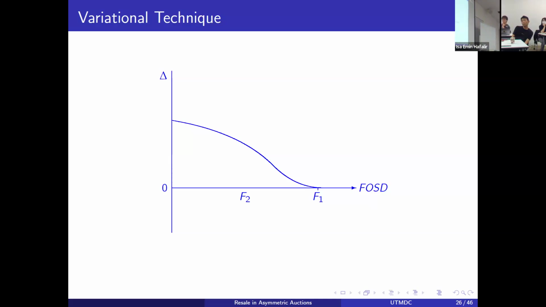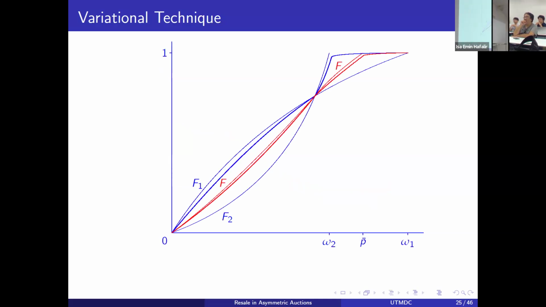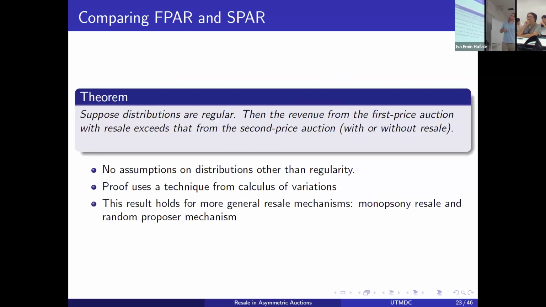What is the y-axis? Delta? Delta, okay, so this is the expected revenue difference between first price auctions with resale and second price auctions. Yes, you are looking at the difference between the revenues. All right, so very quickly, sorry.